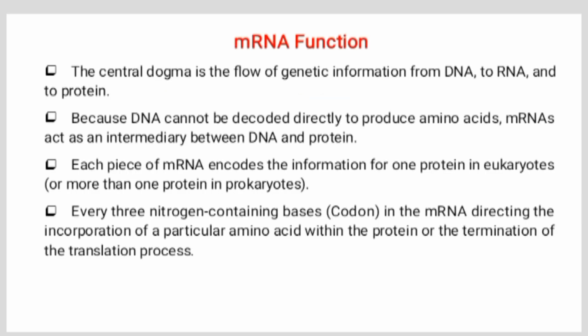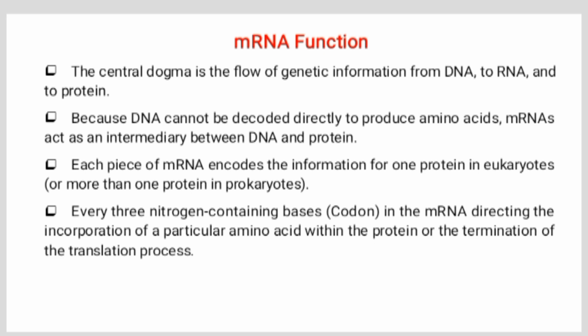mRNA function: the mRNA carries the genetic information from DNA to RNA and to protein, like the central dogma. Because DNA cannot be decoded directly to produce amino acids, it needs RNA. mRNAs act as an intermediary between the DNA and protein molecule. Each piece of mRNA encodes the information for one protein in eukaryotes.